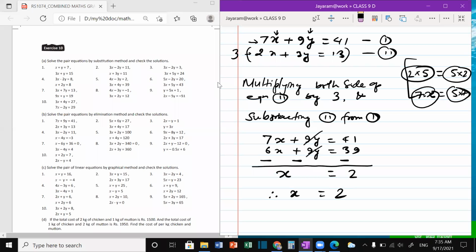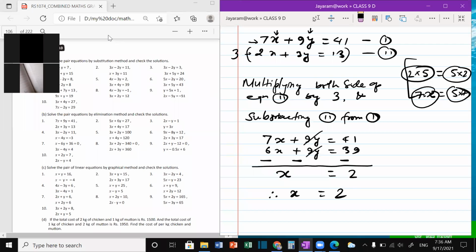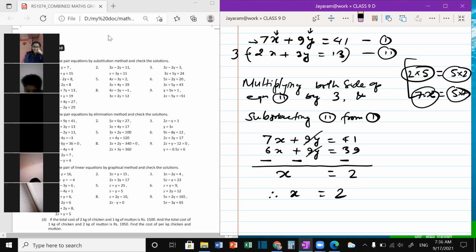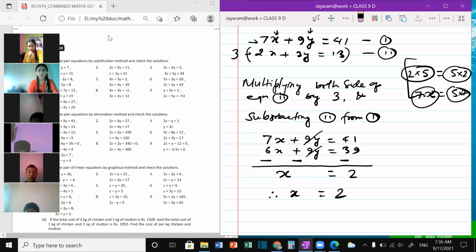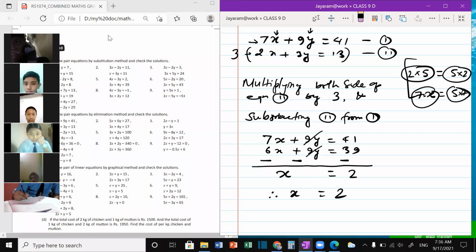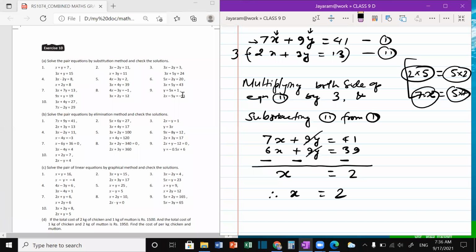Did you enjoy this method? How many of you enjoyed this? Let's talk. How many of you understood this, and how many of you didn't understand this? Sir, I didn't understand. Okay, why? Where? Sir, while multiplying both sides. Okay, that's a very important part.